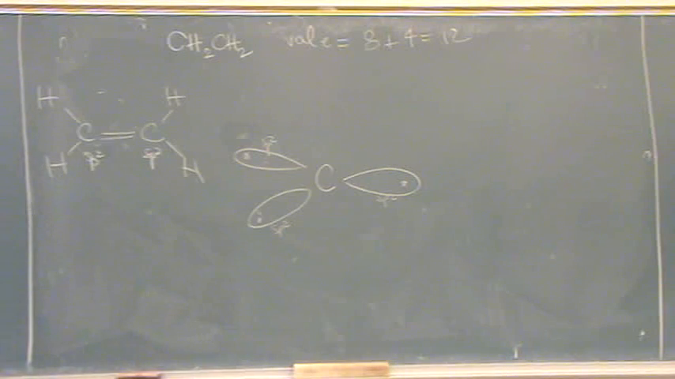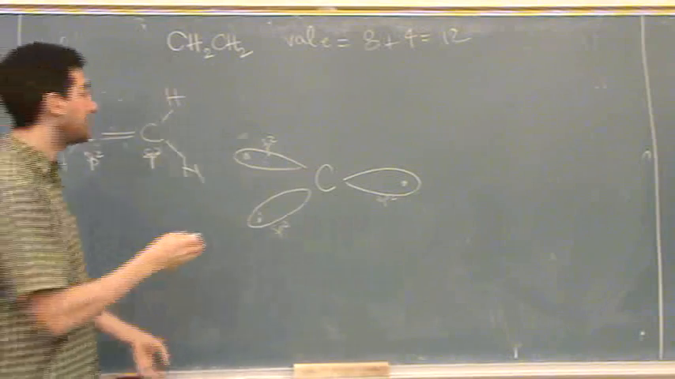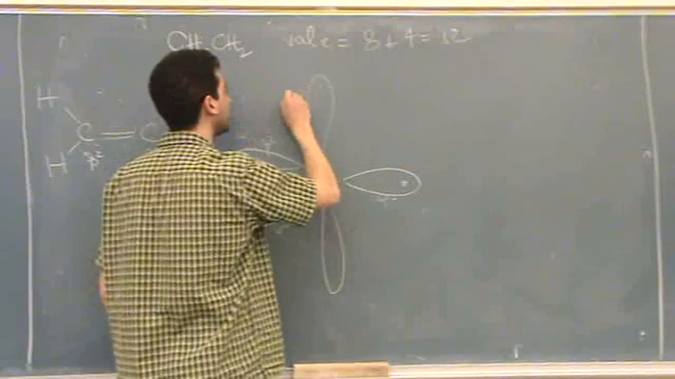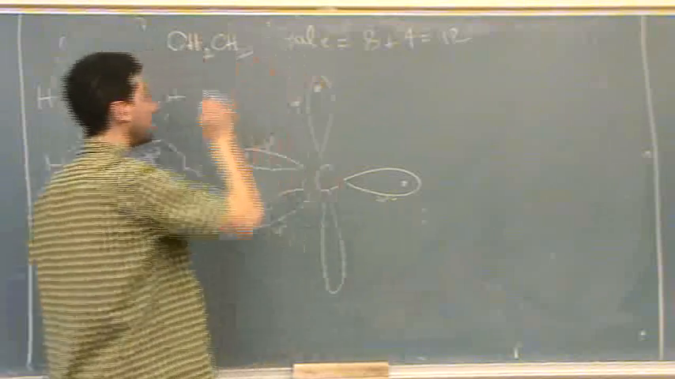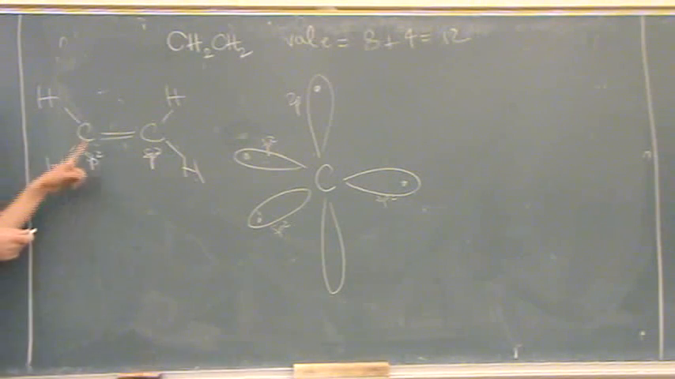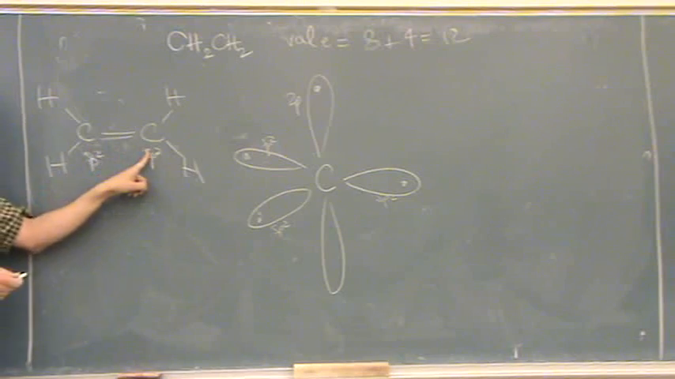What else does an SP2 hybridized atom have? Another orbital. It has the 2p unhybridized orbital that's orthogonal to this. Oops. So make sure you draw this. This is a 2p. It has one electron in it. Okay. Now let's draw the other carbon on the right. Okay, so this is a carbon on the left. I'll draw the one on the right now.